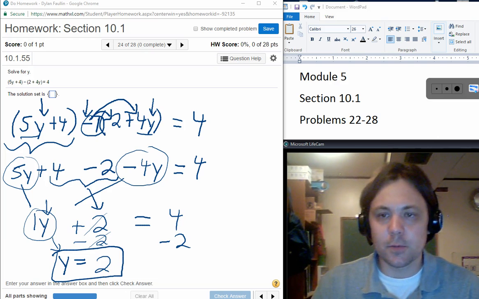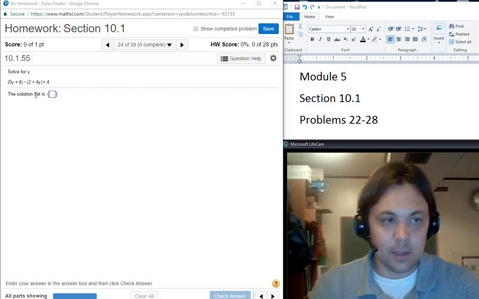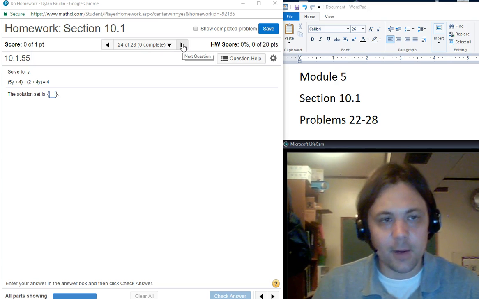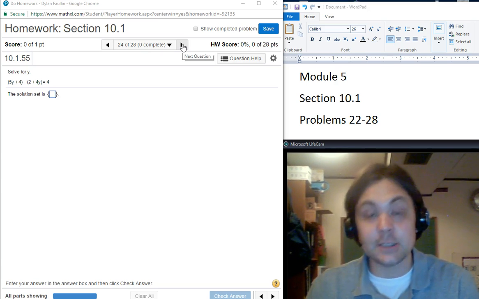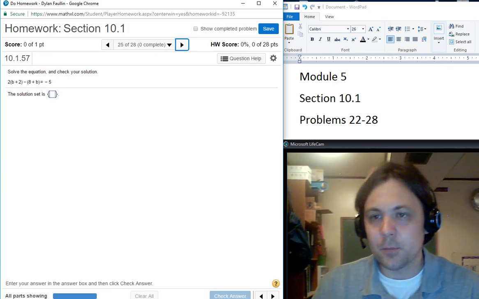So that's question number 24. Now my prediction is we're going to see a few more equations with parentheses rather than fractions. And maybe they'll hit us with a fraction and parentheses problem at the very end. So let's see if I'm right. All right, yep, so more parentheses.